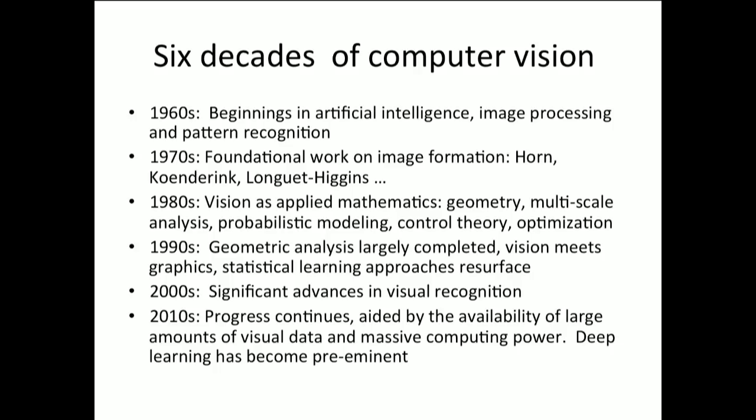A little bit of history. So computer vision is now in its 6th decade, because traditionally we say it started in the 1960s. There was a PhD thesis from MIT in 1963, Larry Roberts, which is regarded as the first PhD thesis in computer vision.